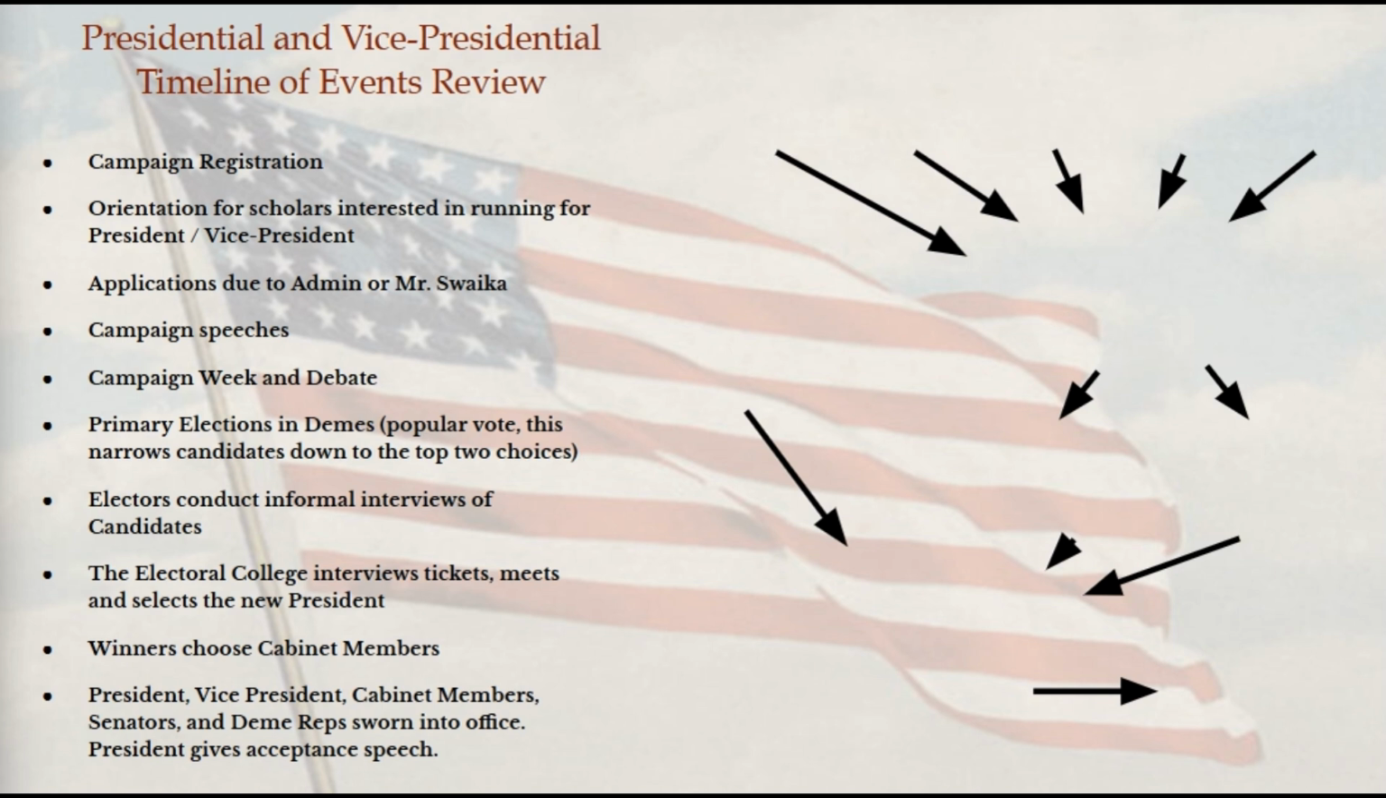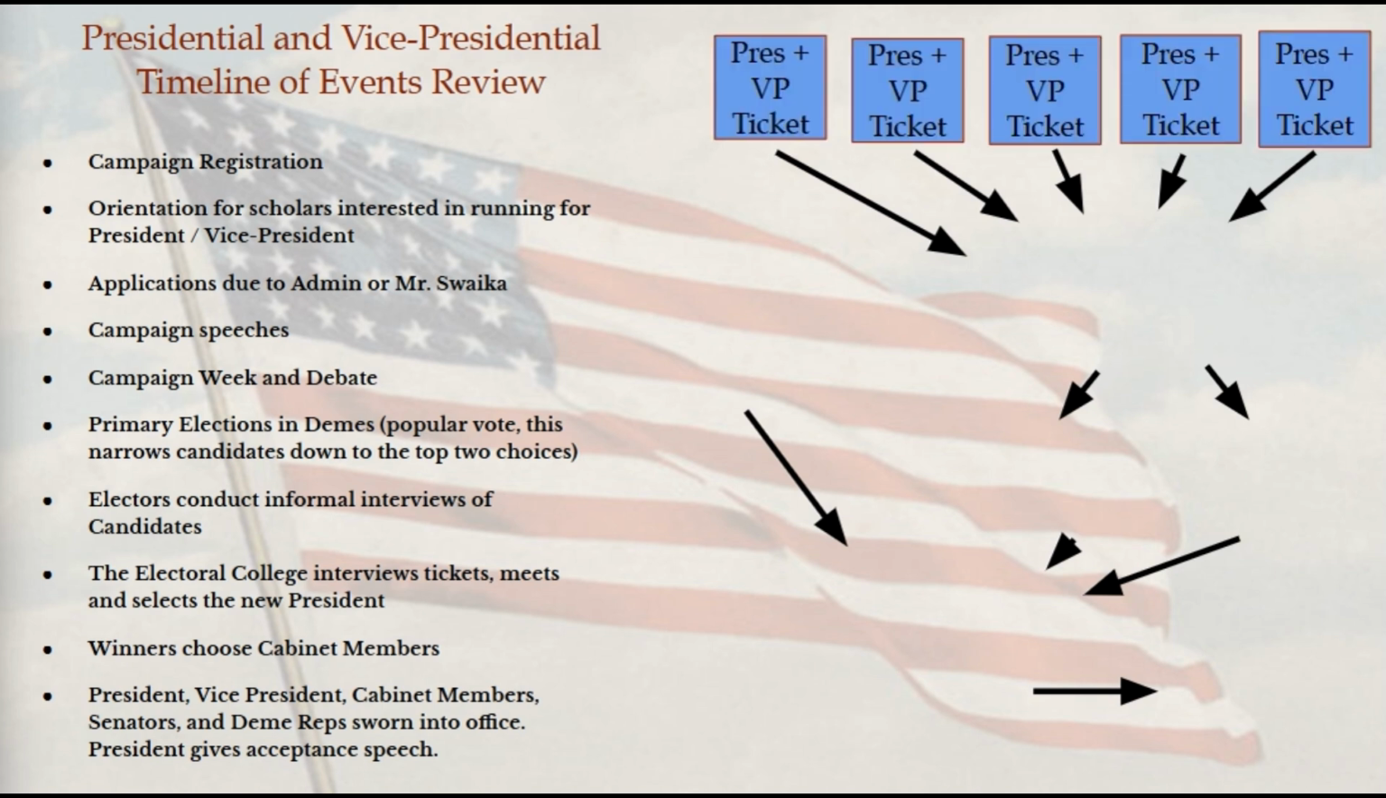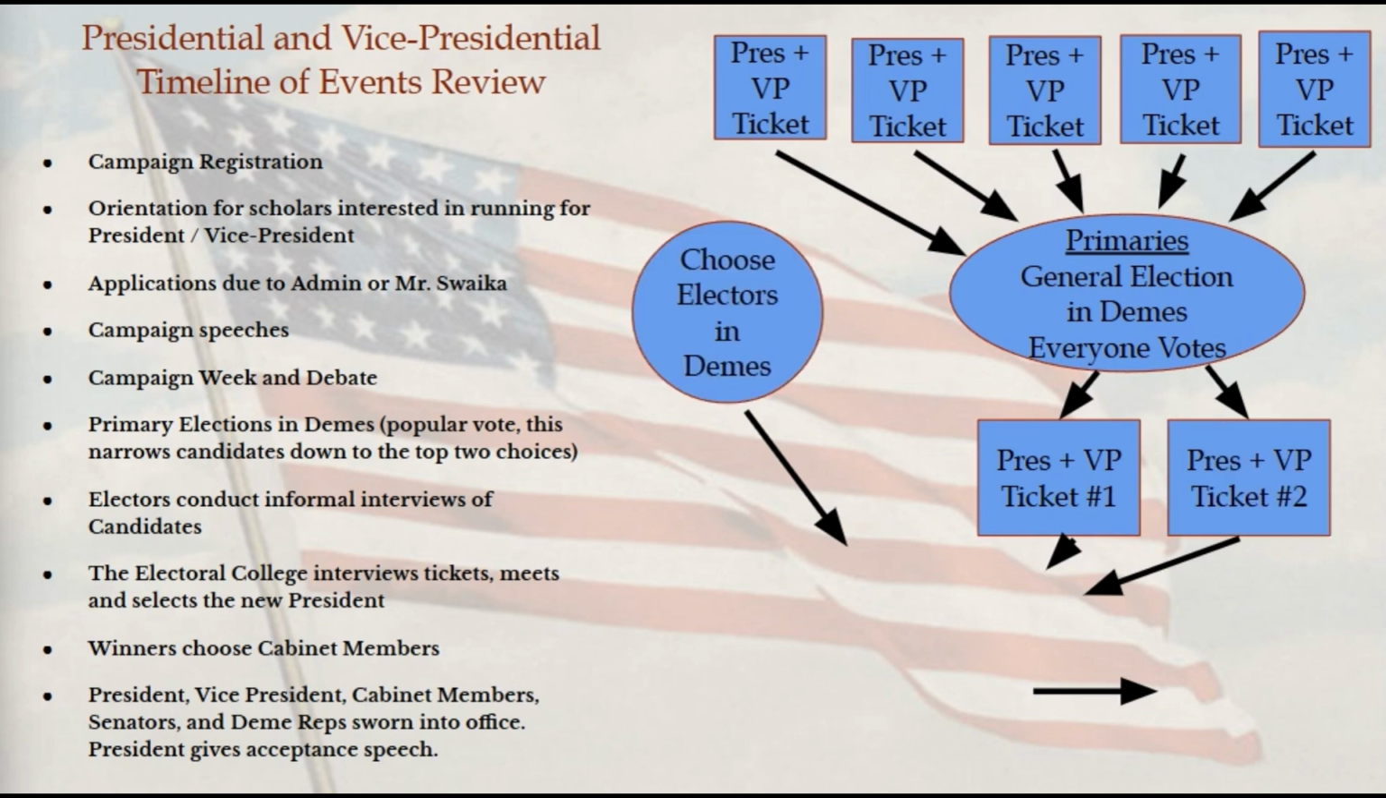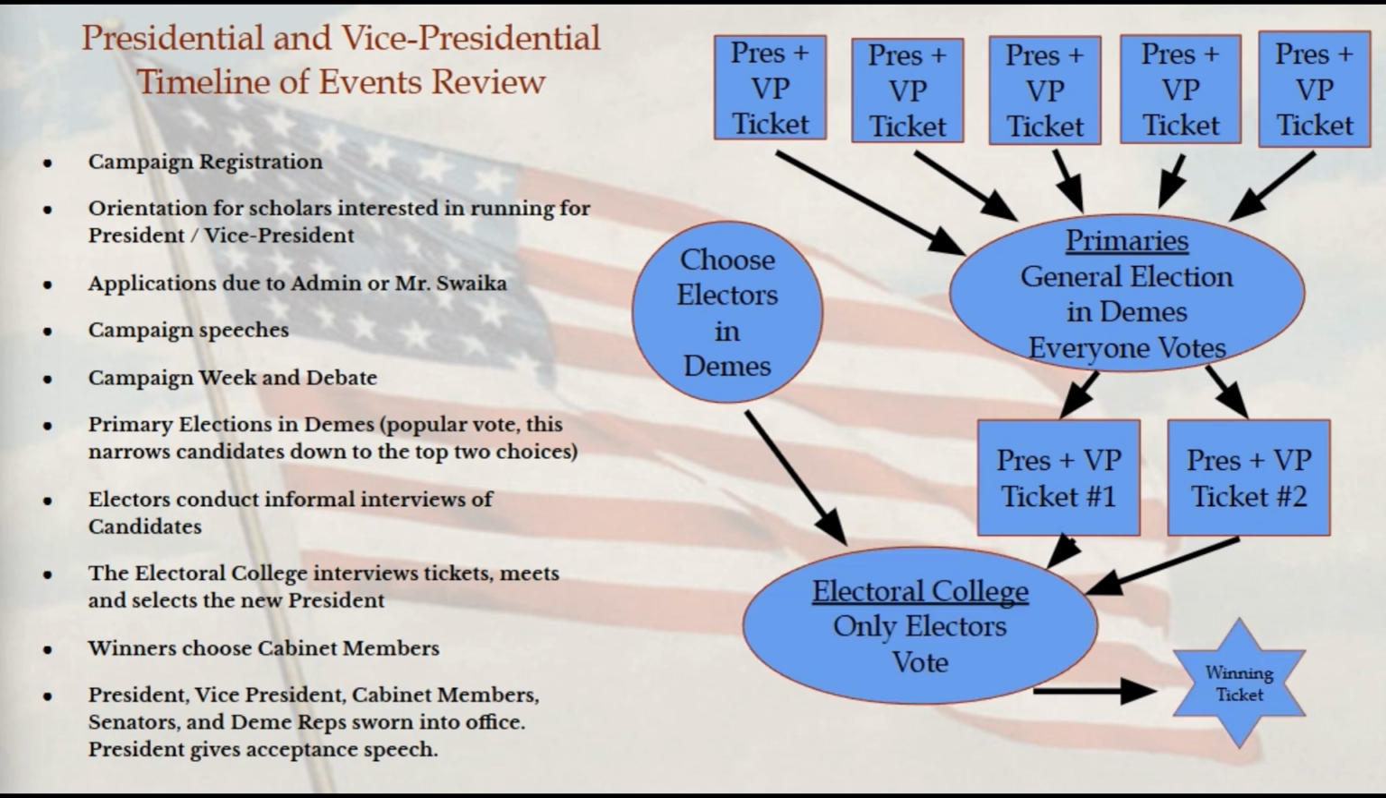Let's recap. Those that would like to serve the school as president and vice president will run as single tickets. These candidates will organize themselves into single tickets and obtain the necessary endorsements to run for office. There will be an orientation for scholars interested in running for president and vice president. All approved candidates will give their campaign speeches, which will be filmed and shown to the scholar body. Approved candidates will campaign. A general election, also called primaries, will then take place in each dean. The top 2 tickets will be announced.